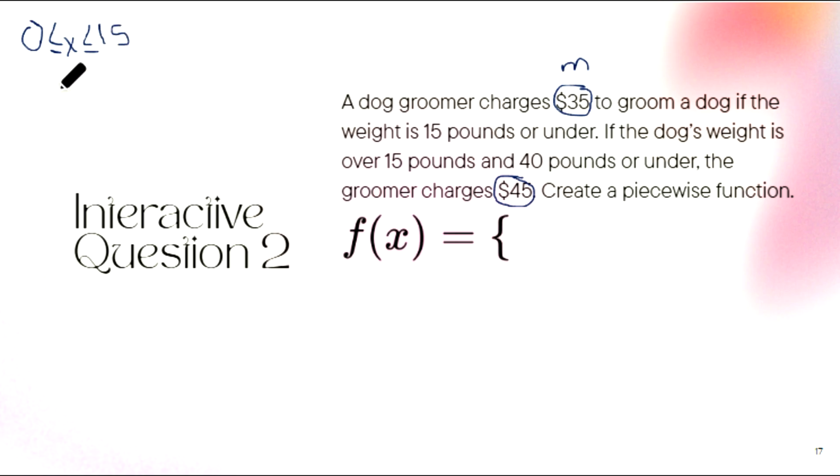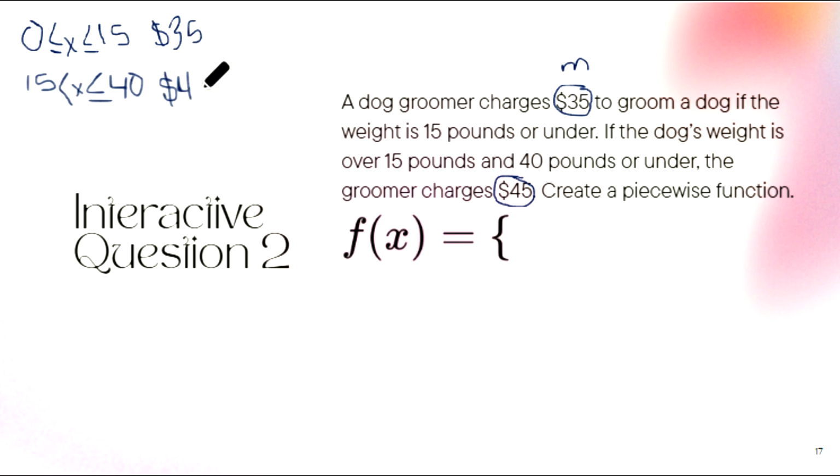Okay, let's do our second one. Our lowest range is 15 pounds, and our highest range is 40. Let's put x in the middle. Now 15 is included here. It cannot be included here, so x is just greater than, because if she's going to have a 15-pound dog, she needs to know, do I charge rate 1 or rate 2? She can't be confused. You charge rate 1. So it has to be over 15 pounds and less than or equal to 40. Okay, for rate 2. Rate 1 is $35, and rate 2 is $45.